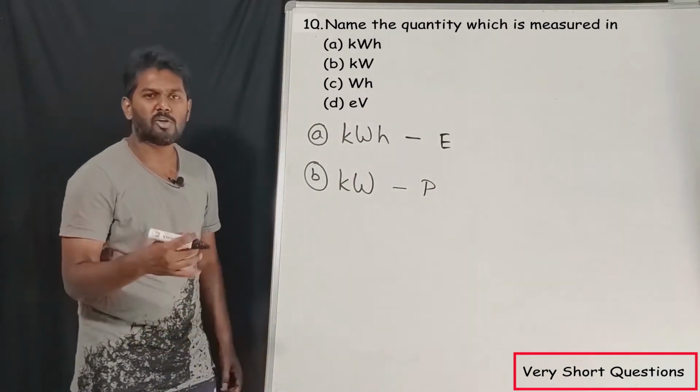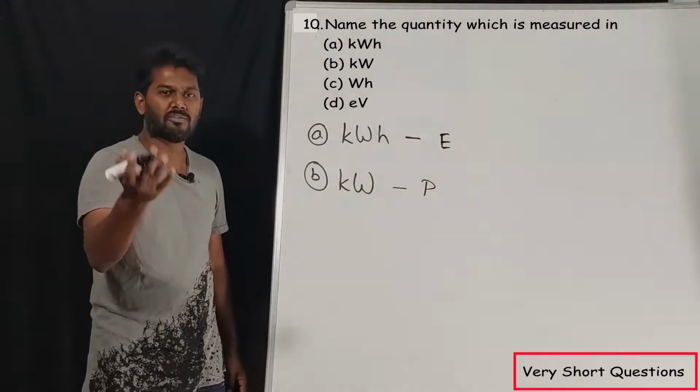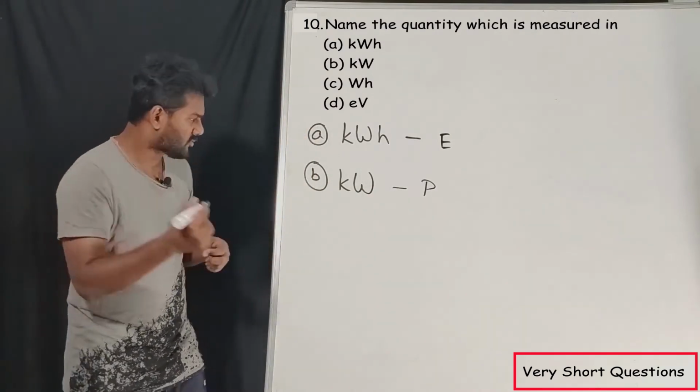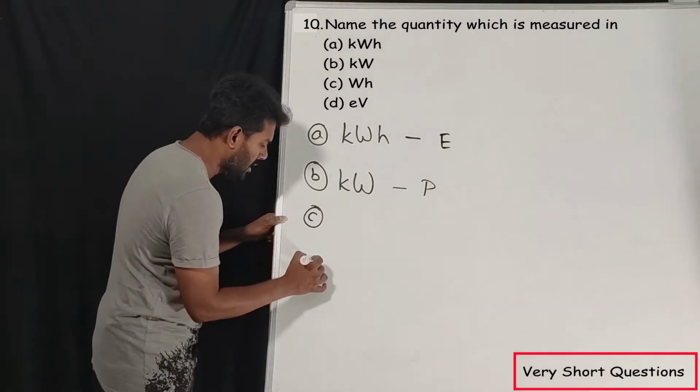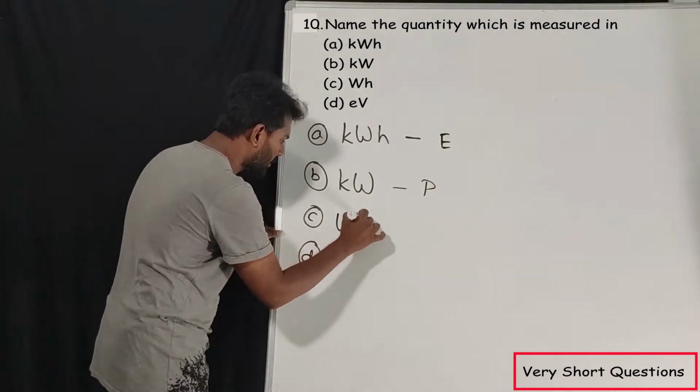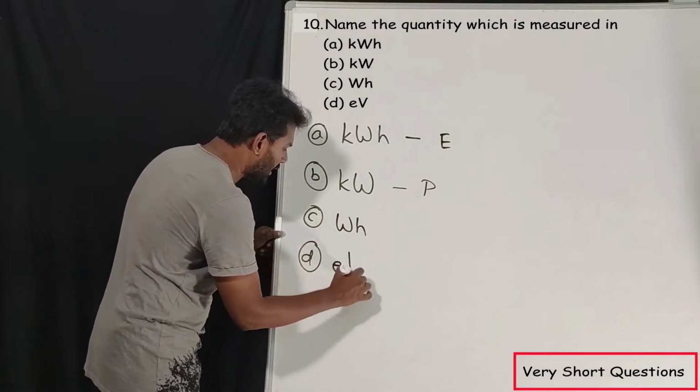If kilowatts, what do you mean by kilowatts? 1000 watt. If it is 1000 watt or 1 watt, it is the unit of power. Next one, okay, C and there is D. C is watt hour, D is electron volt.